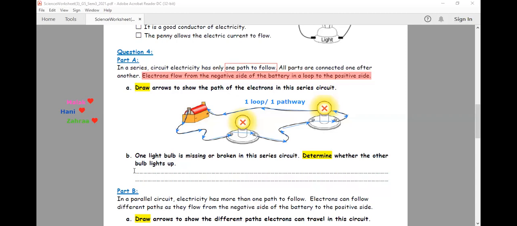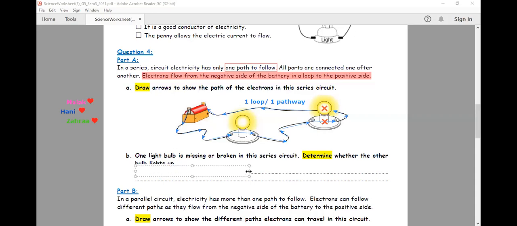Because the series circuit has one pathway. It's one pathway. If one of them is broken or missing, and we said the second one is broken and missing, the electrons cannot flow anymore through here, so the circuit will be open and the whole circuit will fail. Help me please writing the answer.